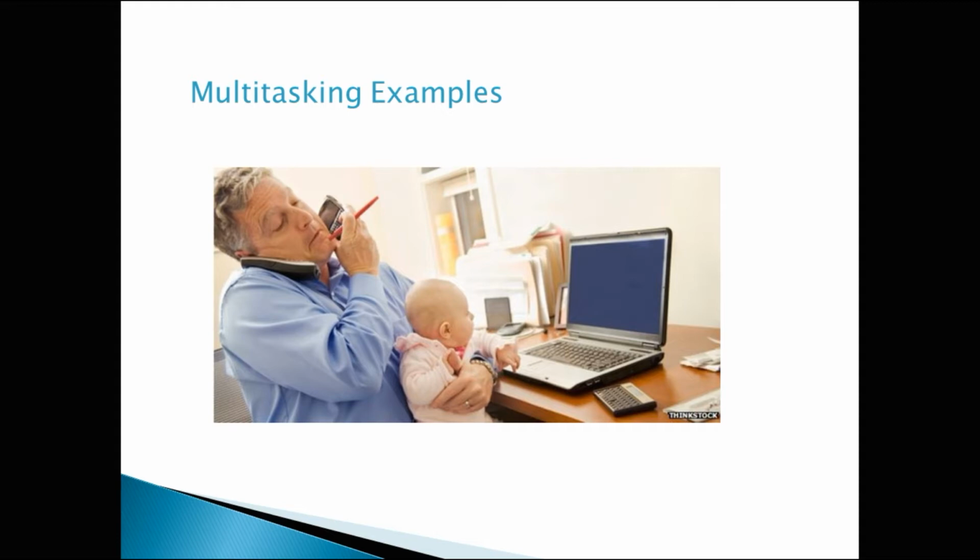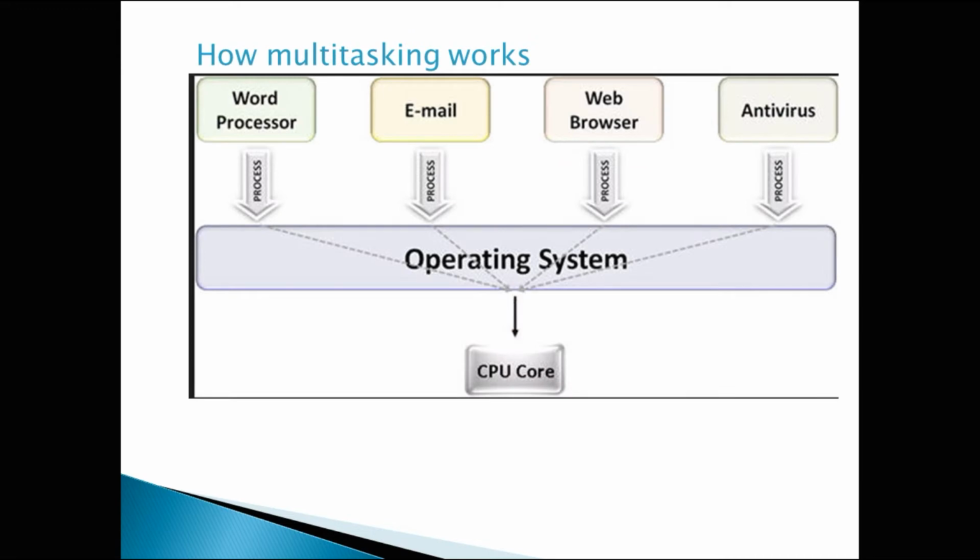Multitasking is nothing but handling multiple tasks at the same time. How will the operating system handle multiple tasks? Nowadays, CPUs come with multiple cores. Each and every core of the CPU will create a separate process to execute separate tasks.